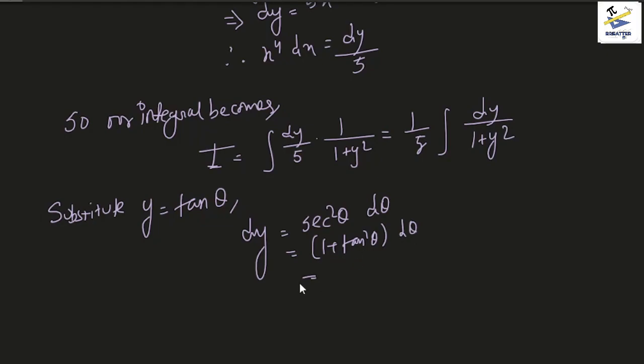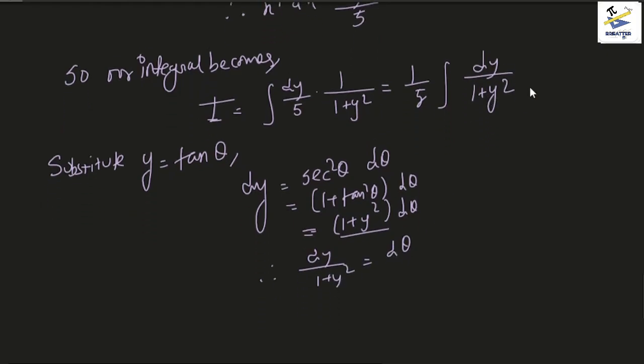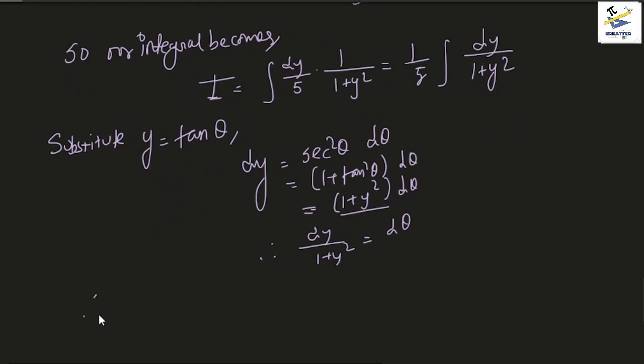And as you know, 1 plus tan square theta is just 1 plus y square d theta. So therefore, taking this on the left hand side, we get dy by 1 plus y square equals d theta. So this whole thing becomes d theta, right? So therefore, I equals integral of d theta by 5, and integral of d theta by 5 is just theta by 5 plus c.